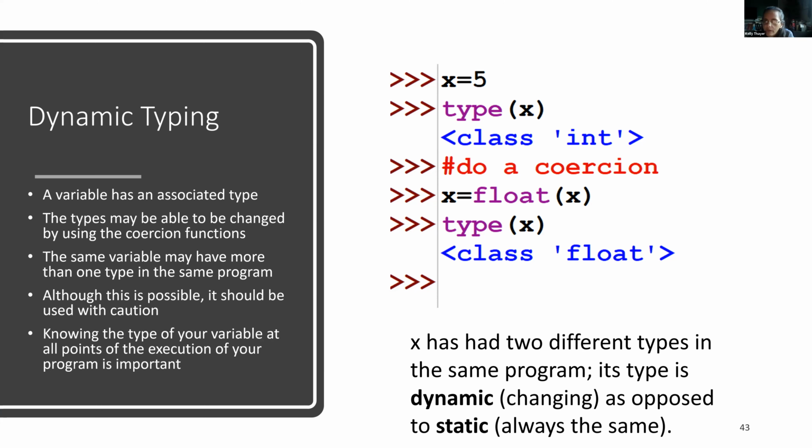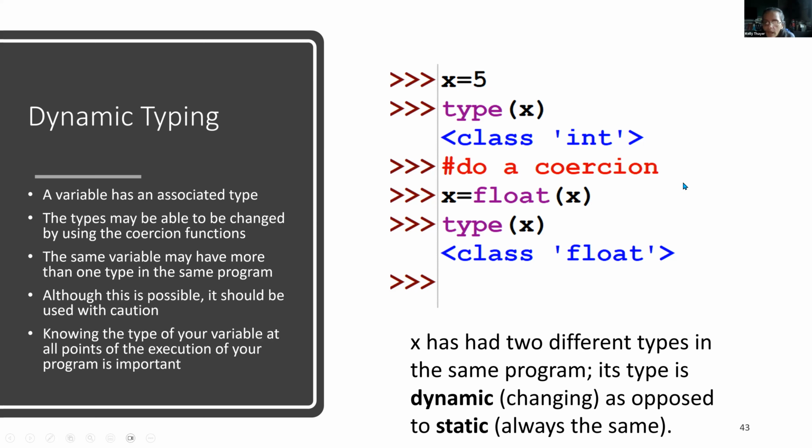You really should be thinking, do you really need to do this? Now, knowing the type of your variable at all points in the execution of your program is very important. So let's just see an example. X equals 5. What do you suppose the type of this is? Well, it looks like an int to me, and Python agrees.